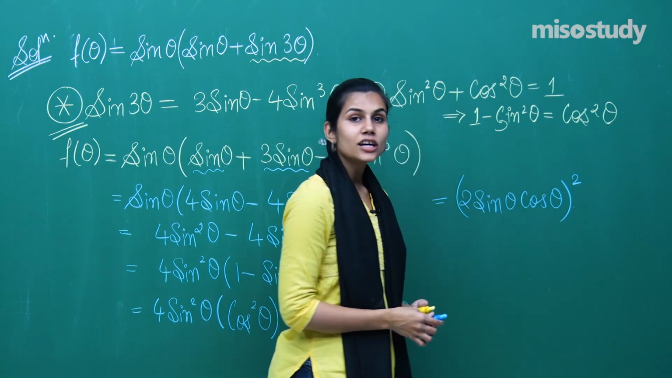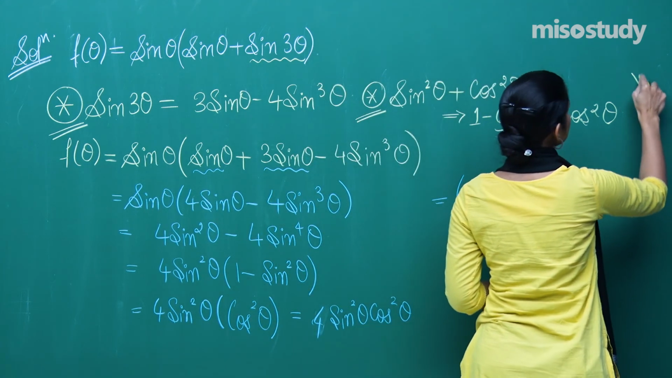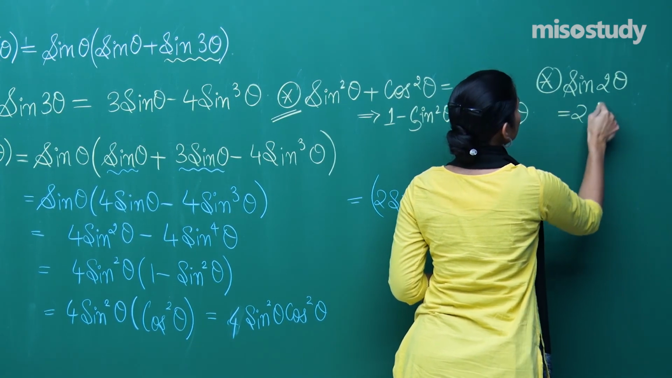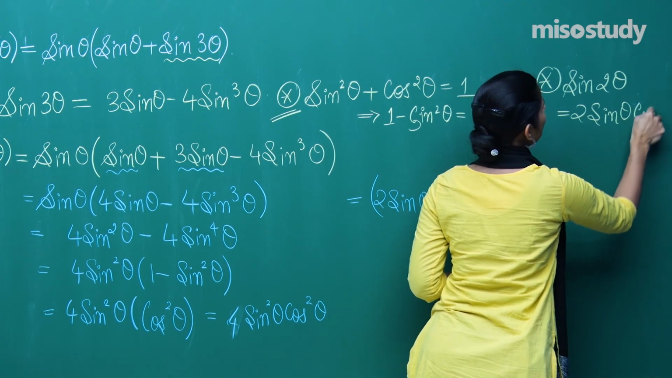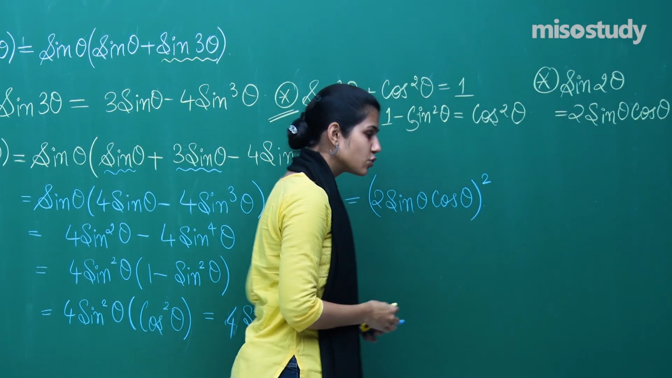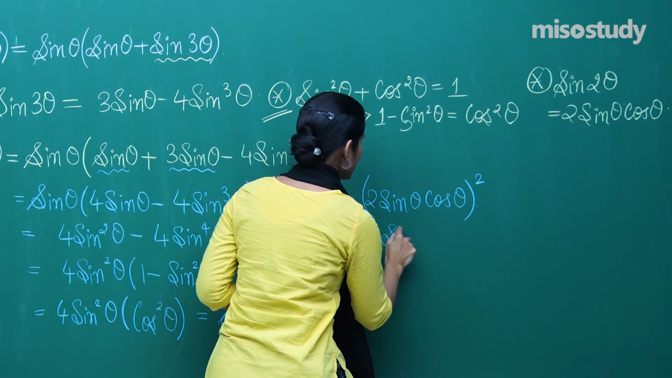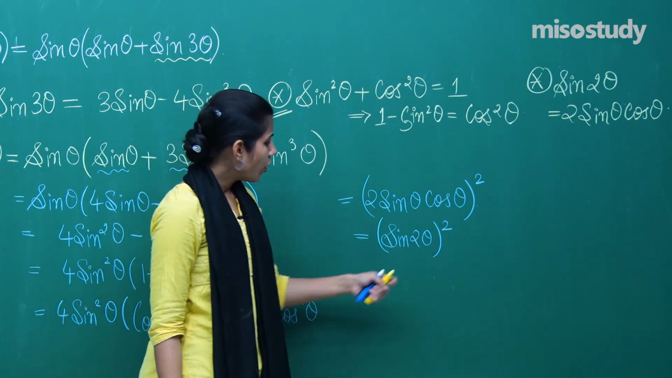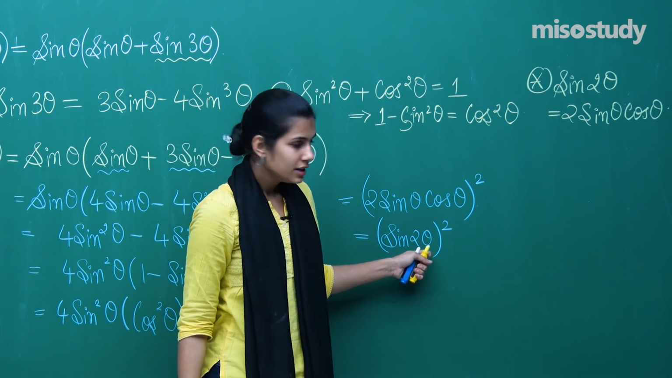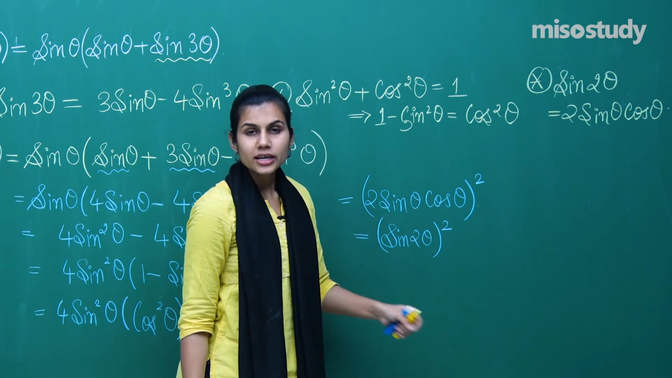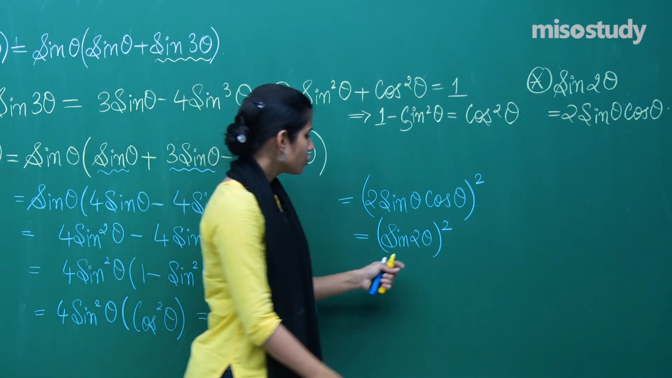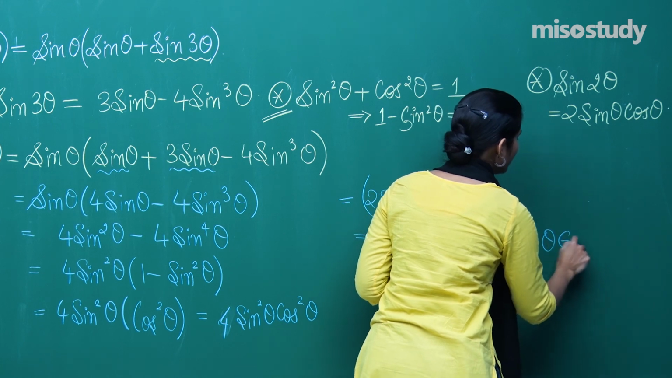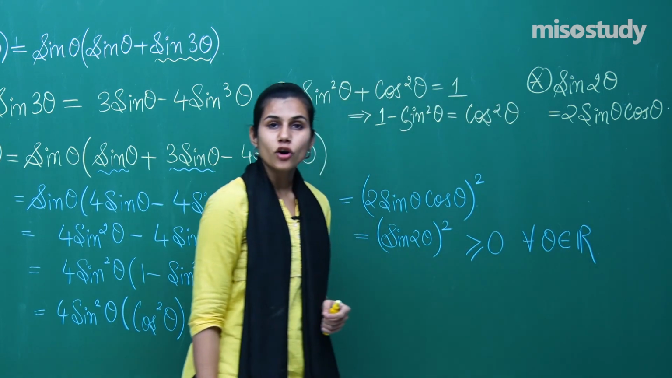And 2 sine theta cos theta, again if I use the identity, it is sine 2 theta, which is 2 sine theta cos theta. And so this expression becomes sine 2 theta whole square. Whatever theta you put over here, the square of any expression is always non-negative. So this is going to be non-negative always for any theta you pick up from the collection of all reals.